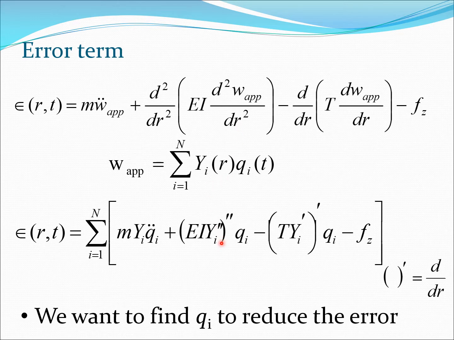So we denote the differentiation of the yi terms with a dash, where keep in mind the dash is d by dr. So this is what we obtain, and now we have a series here, i is 1 to n. Now essentially we want to drive this epsilon function to 0. And if you look at this equation, what we can play around with are the qi's, because we already selected the yi, so the basis function has been selected. So what we want to do is find qi such that the epsilon term is driven to 0.